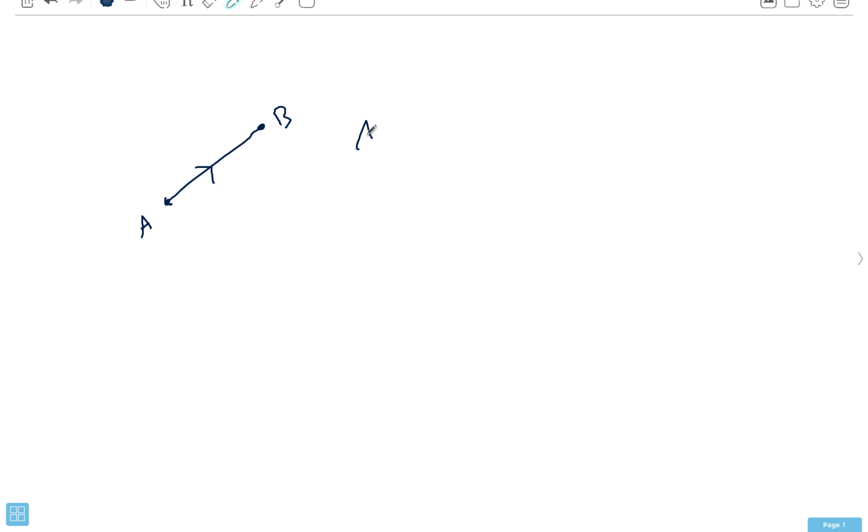So this is denoted as the bound vector AB. And this is denoted as the bound vector BA from B to A.